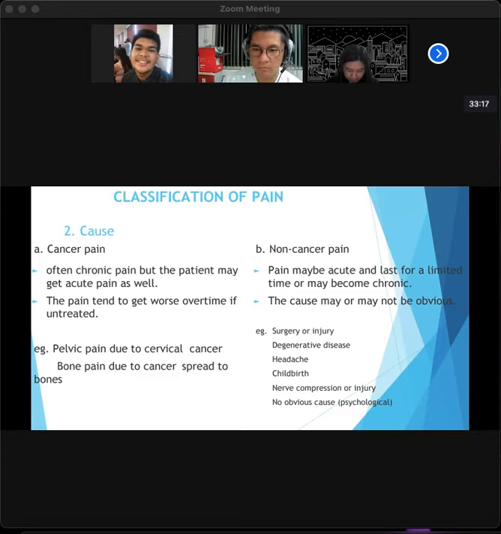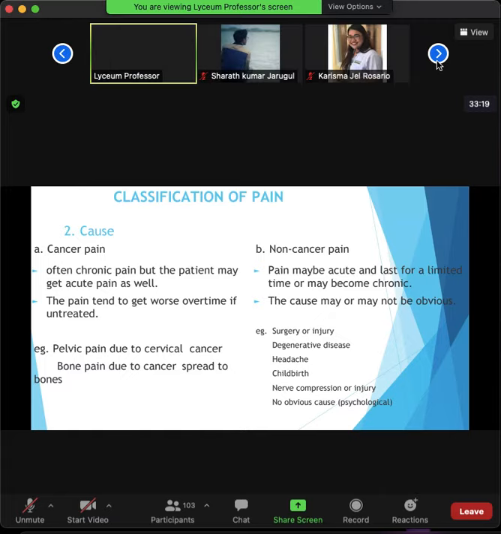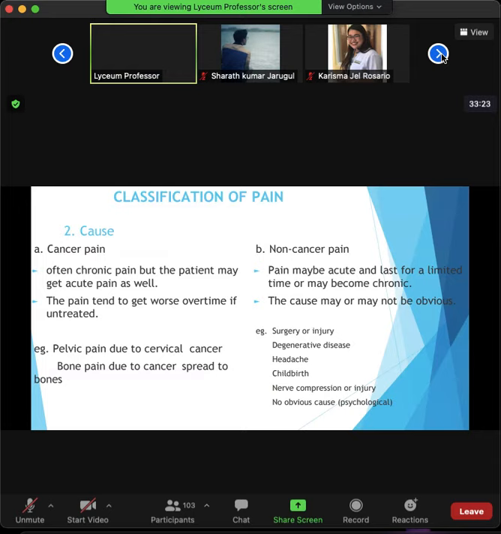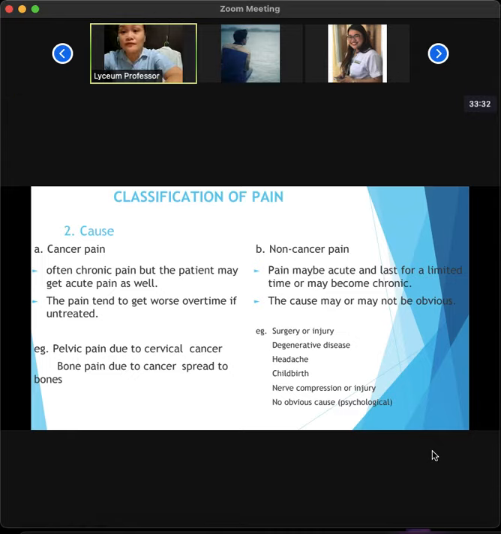So the next is cancer pain, often chronic pain, but the patient may get acute pain as well. The pain tends to get worse over time if untreated. Examples of this are pelvic pain due to cervical cancer and bone pain due to cancer spreading to the bones. While non-cancer pain may be acute and last for a limited time, or may become chronic. The cause may or may not be obvious.